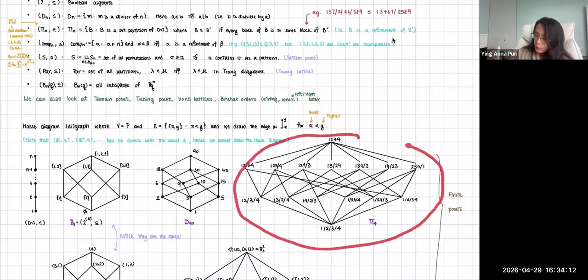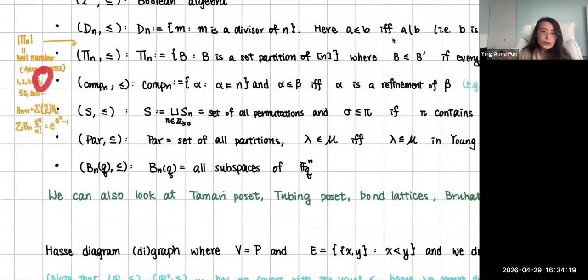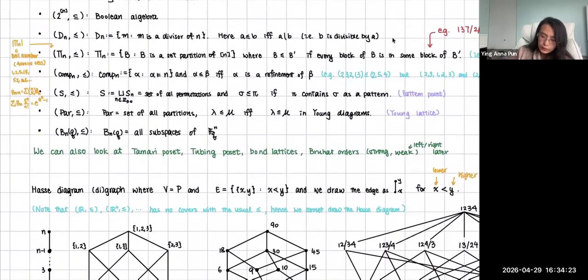So for example, in here, the Bell number of 4 is actually 15. So this is 1 plus 6 plus 7 plus 1. And that's this 15 here. All right.